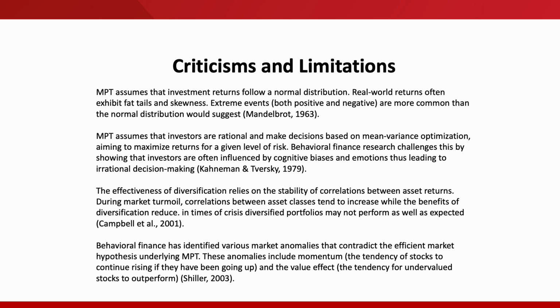Behavioral finance perspectives also challenge MPT. Investors often exhibit biases such as overconfidence, loss aversion, and herd behavior, which can lead to poor investment decisions. Loss aversion, for instance, may cause investors to hold on to losing investments for too long or sell winning investments too quickly. Market anomalies such as momentum and the value effect contradict the efficient market hypothesis underlying MPT.